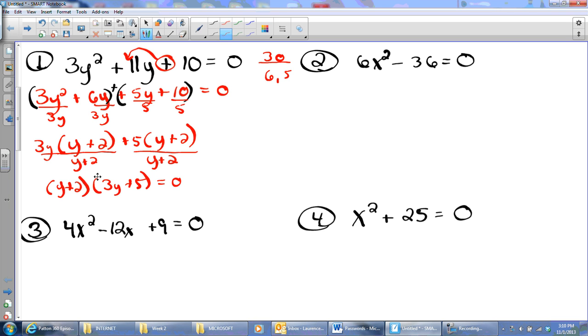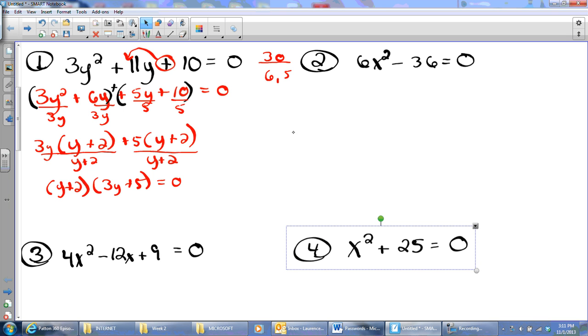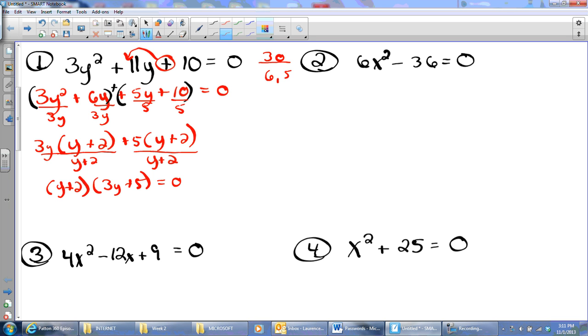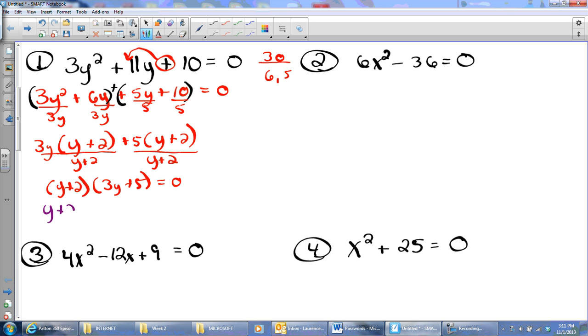Now that equals 0. Now, I have to solve now for y. And these are different than two-step equations in the beginning, but now they're actually a lot like two-step equations. So, I'm going to take the first quantity and I'm going to set it equal to 0. Y plus 2 equals 0. I'm going to solve for y. And so y is going to equal negative 2.